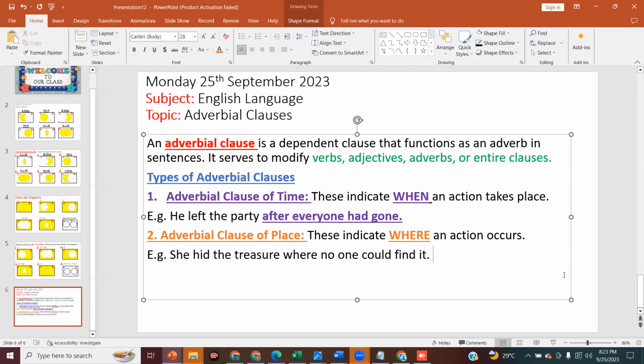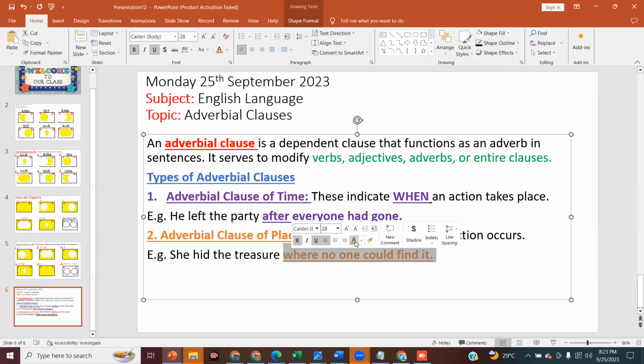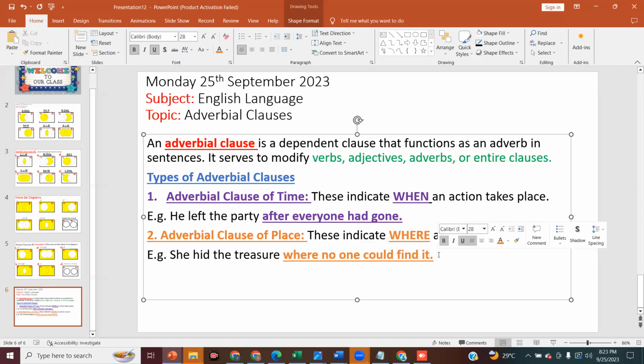What is the adverbial clause of place in this sentence? Where no one could find it. Because that's telling you where she hid the treasure, right? If I ask you, where did she hide the treasure? You would say, she hid it where no one could find it. So the adverbial clause of place is where no one could find it. Y'all understanding these?